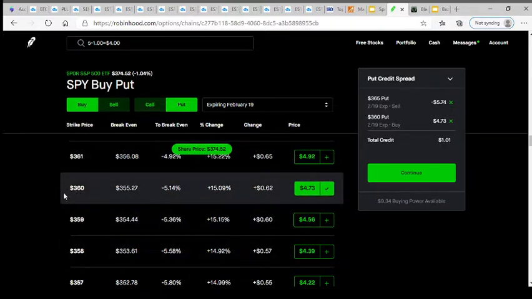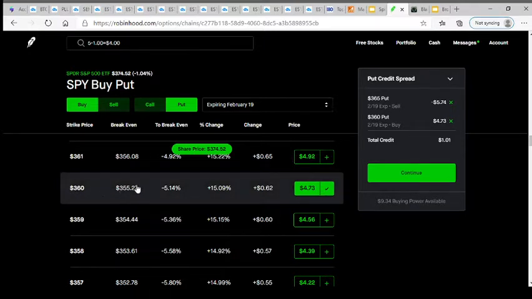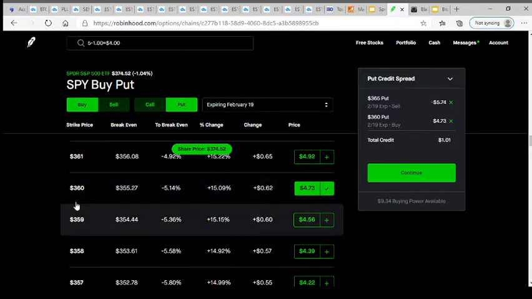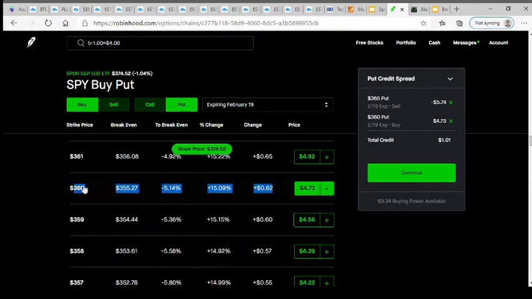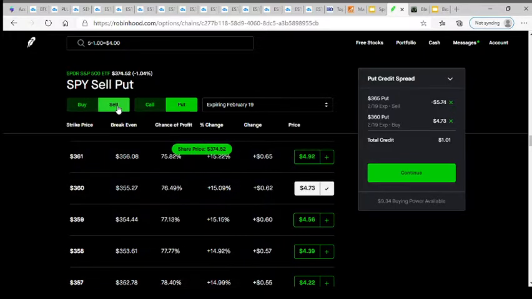So your max loss is going to be if the stock price gets past your short strike to your long strike price. So 365, 360 is your long, your buy. If it closes below 360 by February 19th, then you get max loss. What's the probability of this?